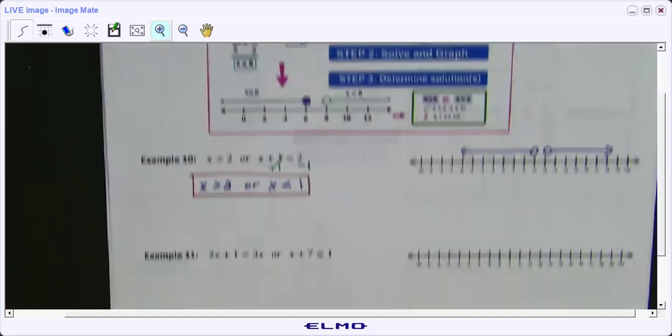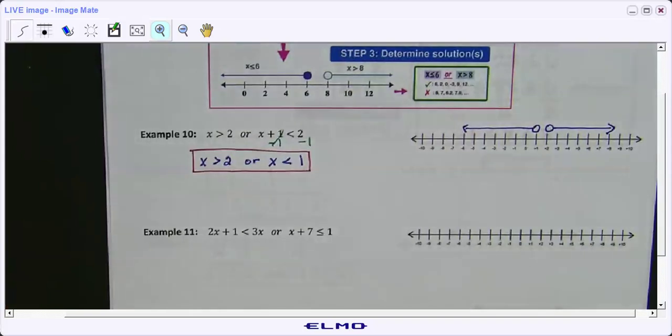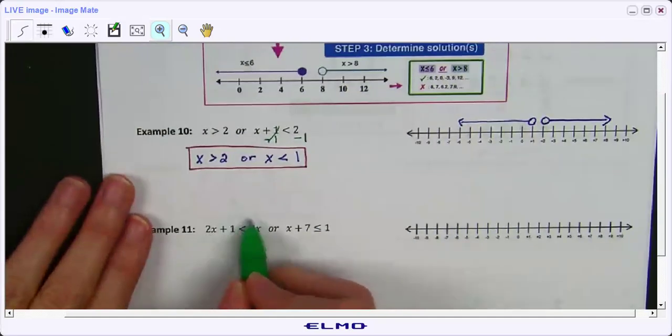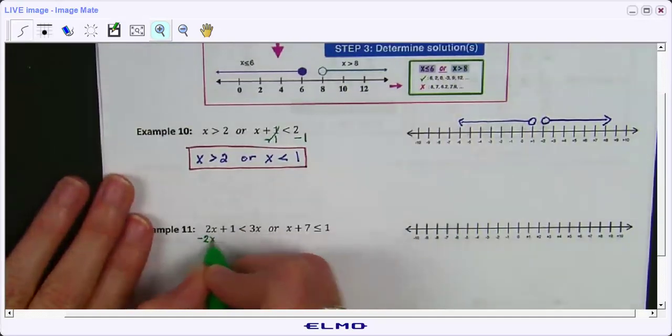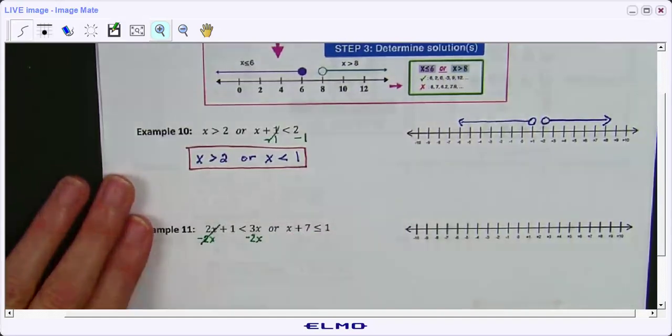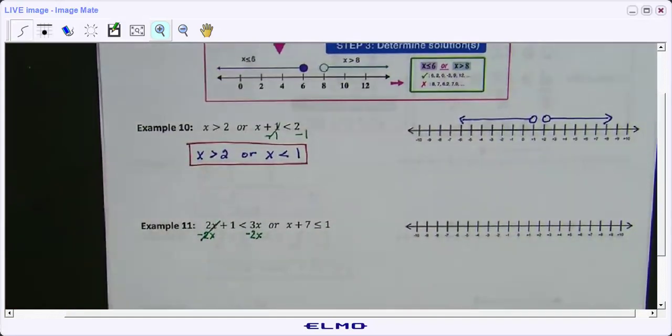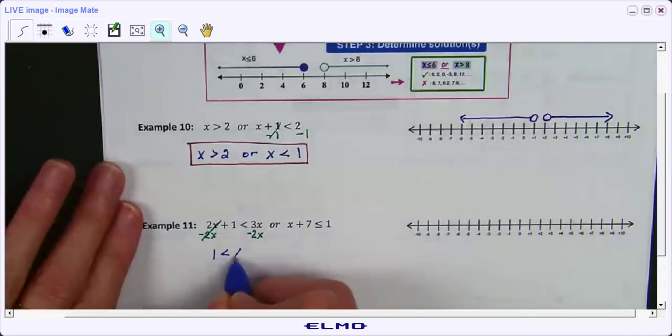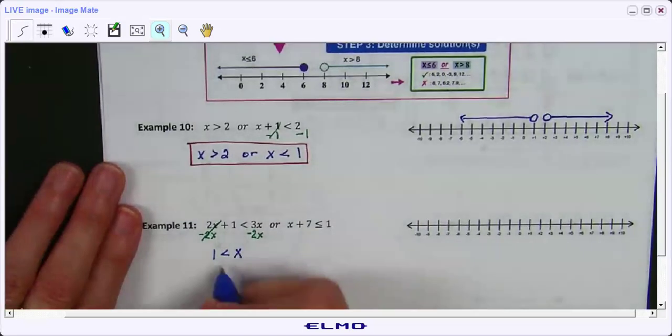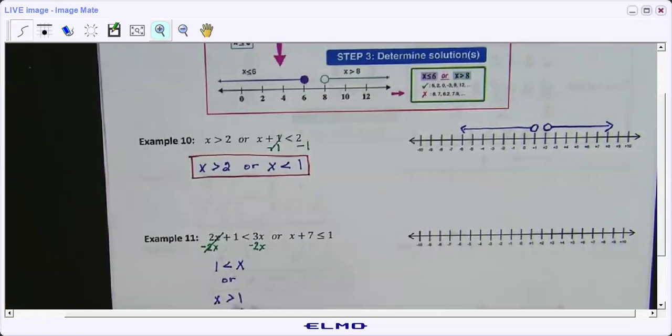Great, let's do example 11. Example 11, 3x is on what some of us might say the wrong side, but it doesn't really matter what side it's on. So on this one, I am going to move 2x over. So I'm going to subtract 2x on both sides. I'm left with 1 is less than x. Or you can write it as x is greater than 1. And this actually makes a little bit more sense to write it this way for some of you, but either way is okay.